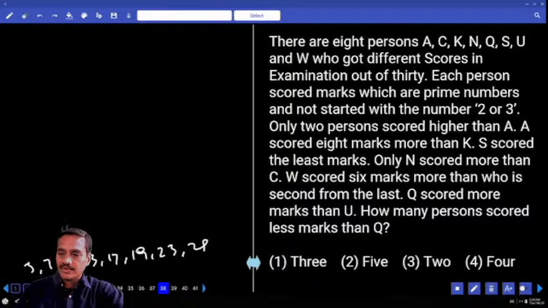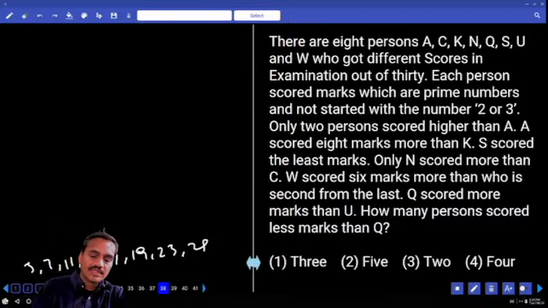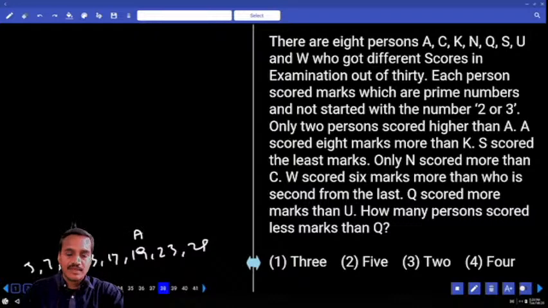Then only 2 persons scored higher than A. Only 2 persons scored higher than A, hence A must score 19 marks. And only 23 and 29 are more than this one. And A scored 8 marks more than K. Now A is 8 marks more than K. 19 minus 8 is how much? 11. Now K has to score 11 marks. And S scored the least marks. Hence S has to score 5 marks.